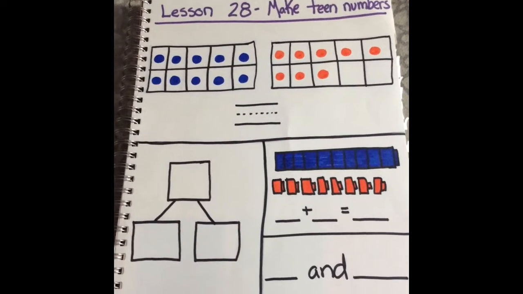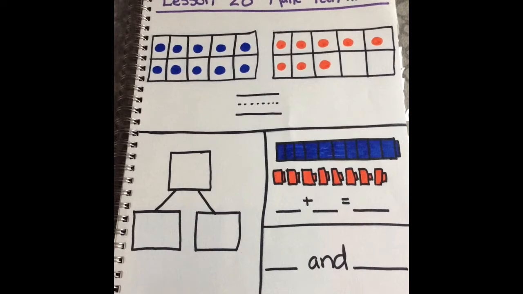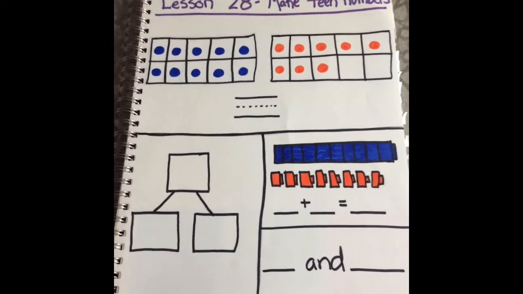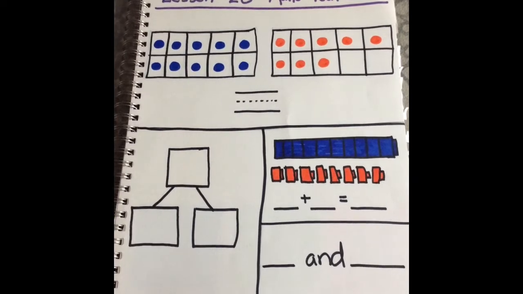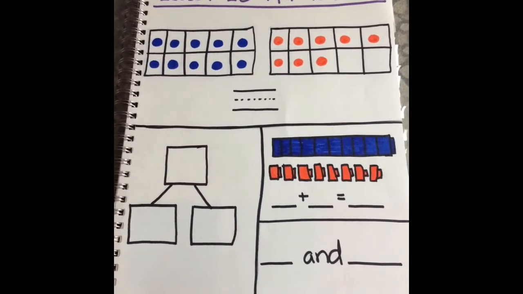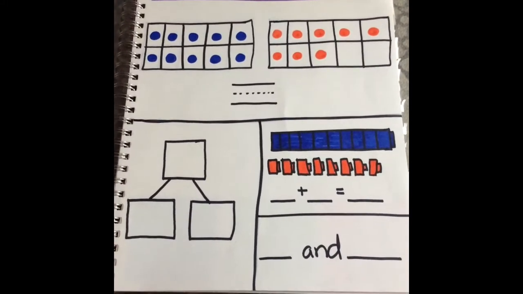Hi friends, Miss Demetrian here. This week we're going to be doing lesson 28, which is making teen numbers. So I'm going to do an example right now of a couple different strategies that you can use to visualize making teen numbers. And then I'm going to do an activity with you using some Apple Jacks.